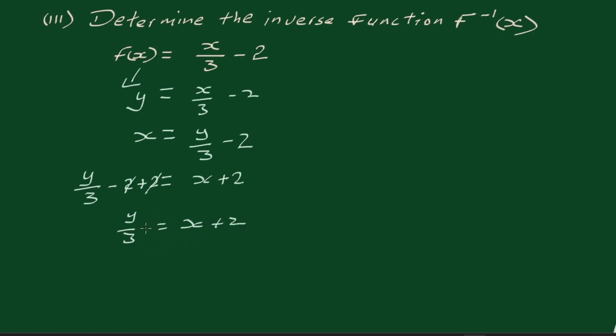Now I need to get rid of the 3. So I'll multiply by 3, and I'll do the same on the other side of the equation. So this leaves me with y equals 3 multiplied by x plus 2.